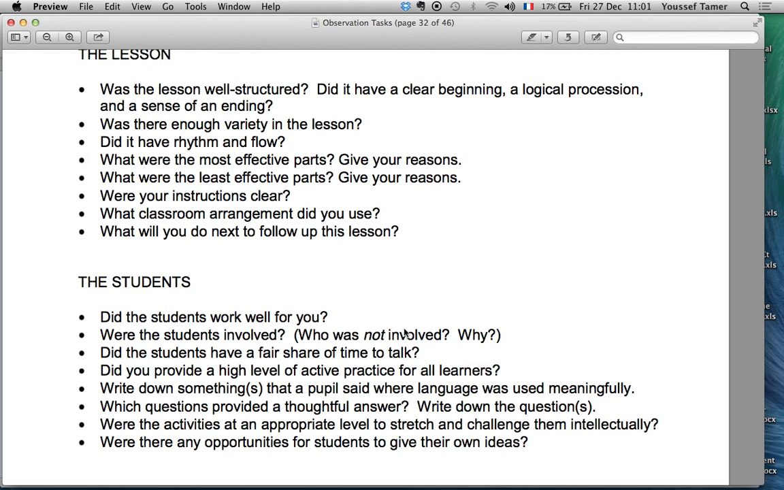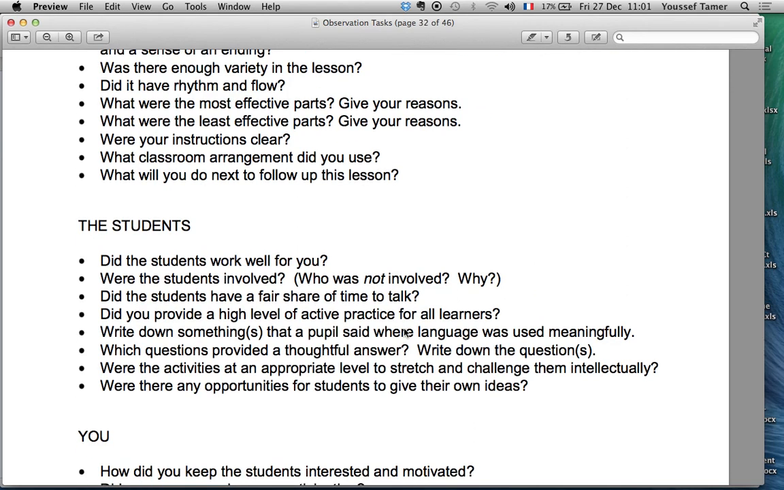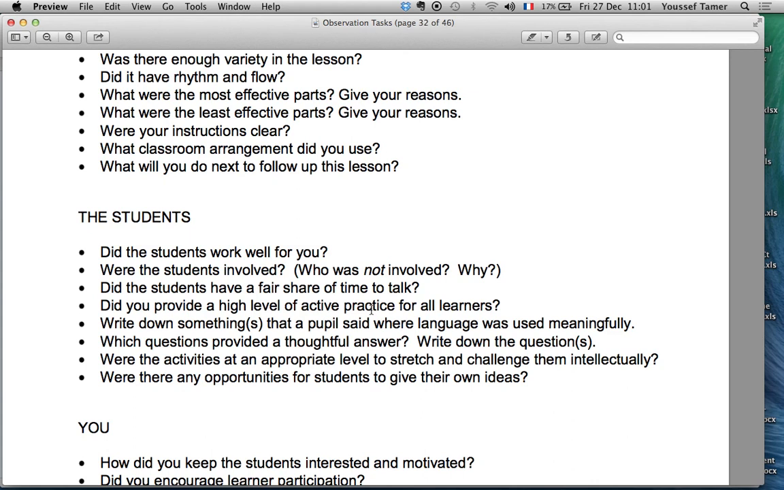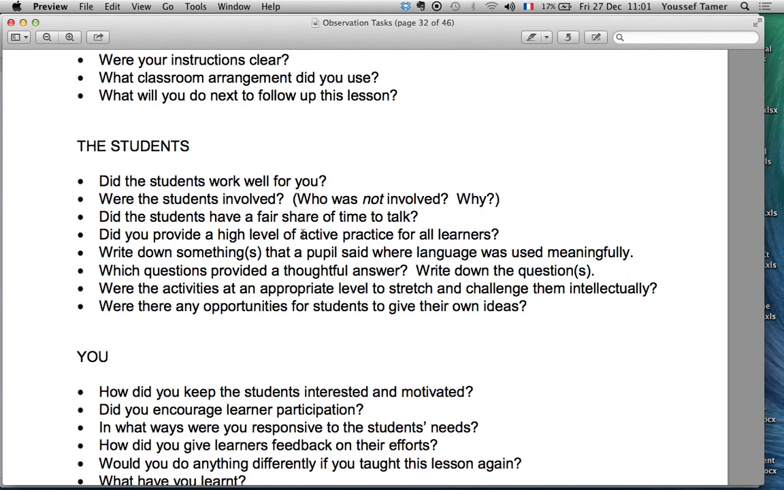What were the most effective parts? Some parts were effective, maybe others were not effective. Give your reasons. Were your instructions clear? And how are you going to notice that? The students' reactions, okay? What classroom arrangement did you use? What will you do next to follow up this lesson?